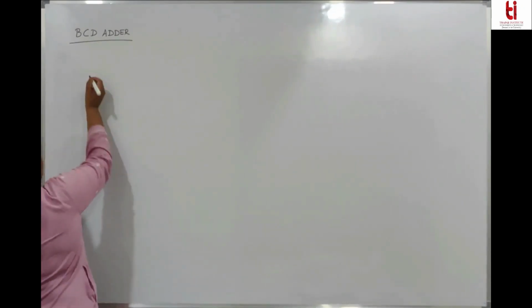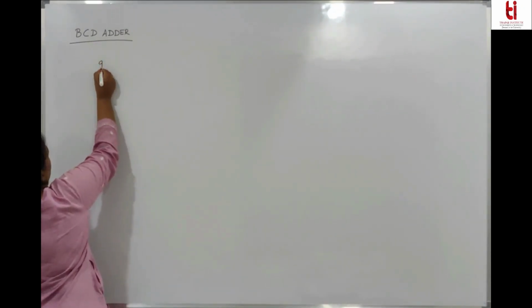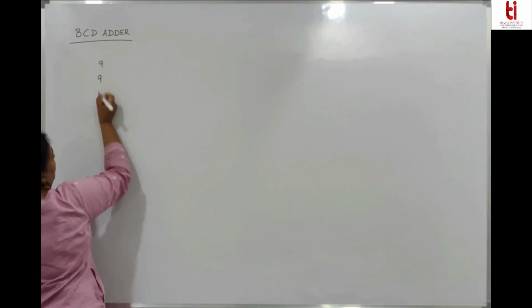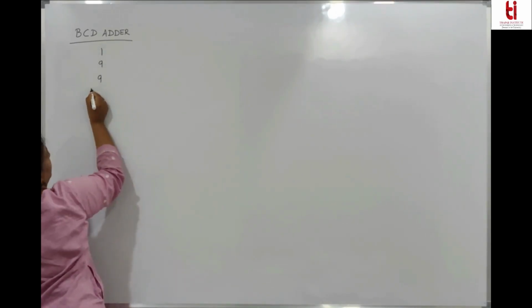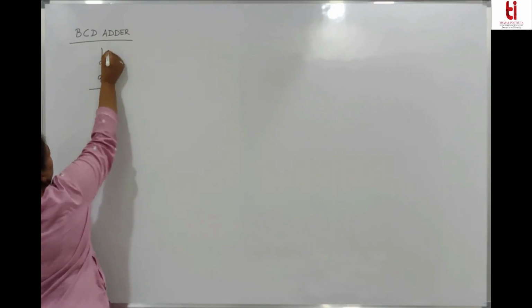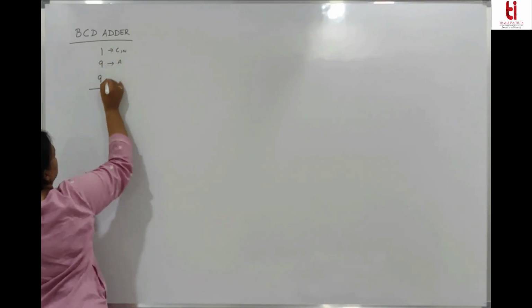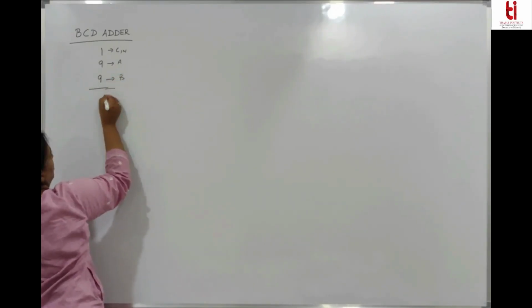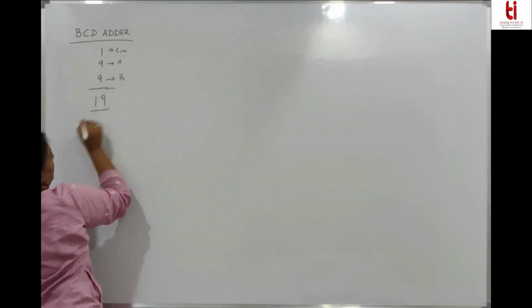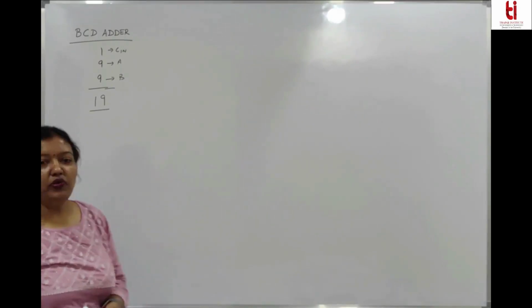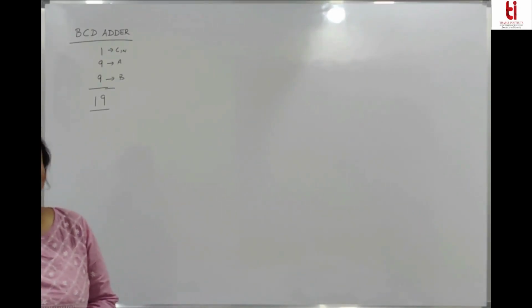If we have two BCD numbers, the maximum number will be 9 and 9, and there can be a previous carry also. This is a carry in. This is one number, this is another number. The total can be 19. But what we have with us is a binary adder.